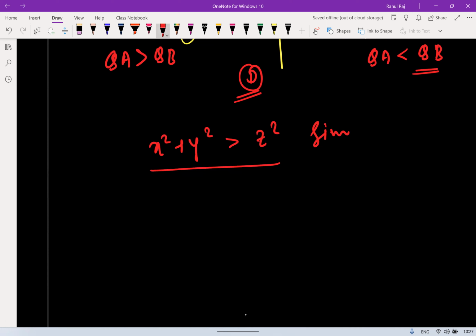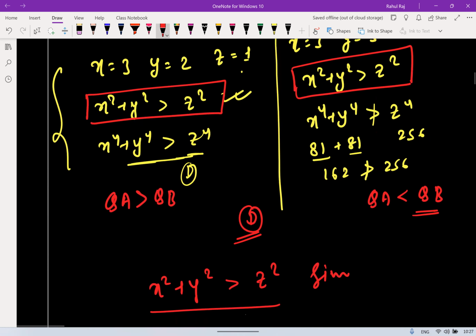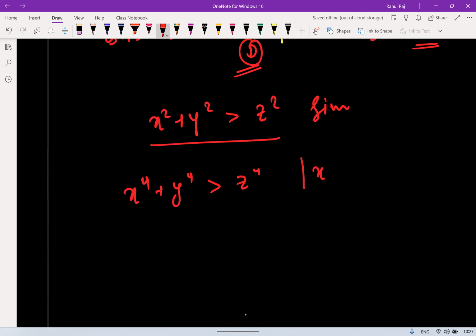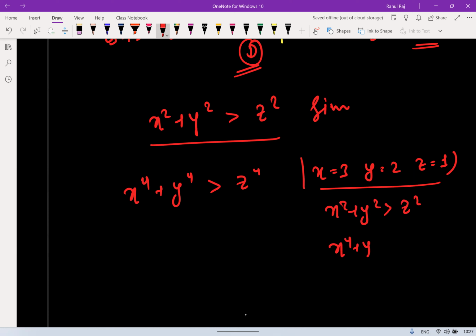Now, based on this information, you have to say whether x4 plus y4 would be greater than z4 or not, right? Alexa, the number that you took was absolutely fine, 3, 2, 1. You took x is equal to 3, y is equal to 2, z is equal to 1. So for these values, x square plus y square is greater than z square, right? And for the same values, x4 plus y4 is greater than z4. Am I right? Any problem here?